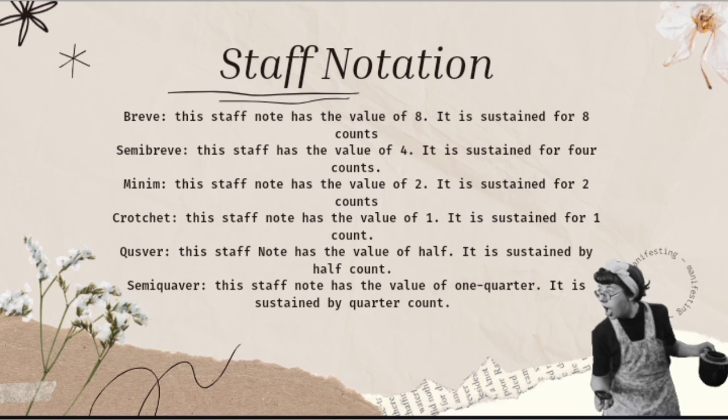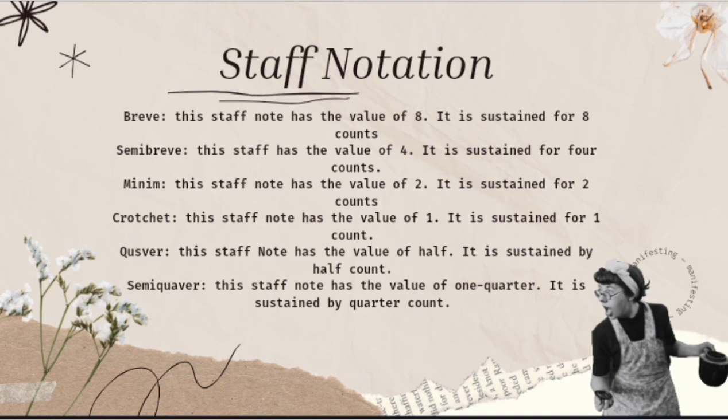This note has a value of 2 and is sustained by 2 counts. Re, la, fa, mi, sa, do, fa, mi, la, do. You see now, two clicks, two clicks. That makes our minim. We now move on to our crotchet.